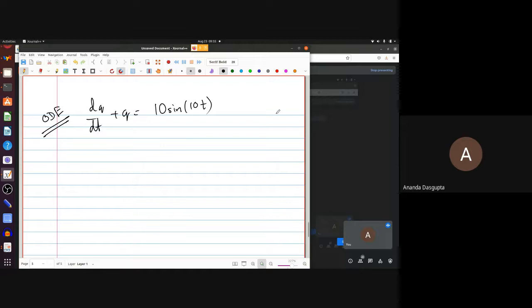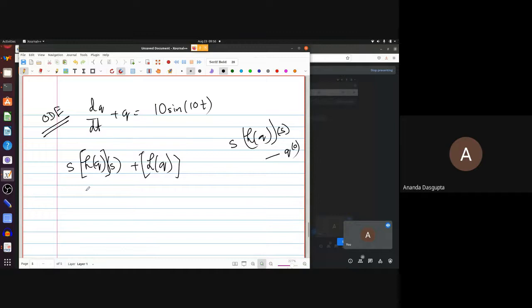You take the Laplace transform of both sides. So if the Laplace transform of q is Lq, then the Laplace transform of dq/dt is actually S times Lq at S minus q at 0. So you just get S times Lq at S minus q at 0, but q at 0 is 0 for this problem, because the initial value has been given to be 0, plus Lq.